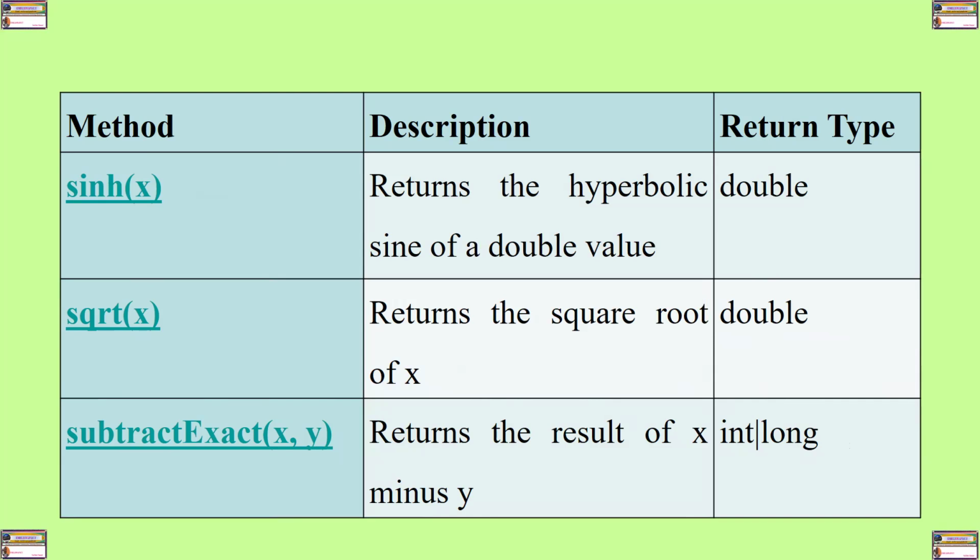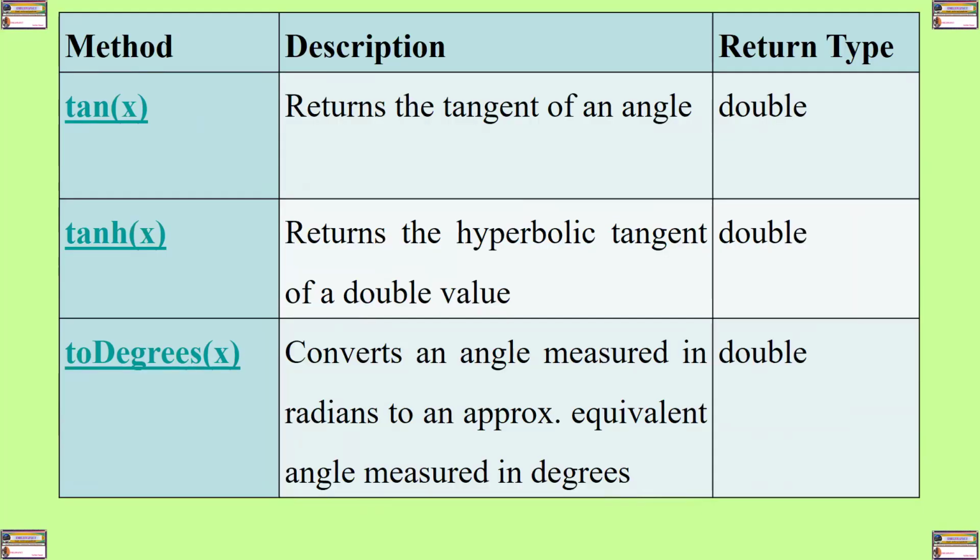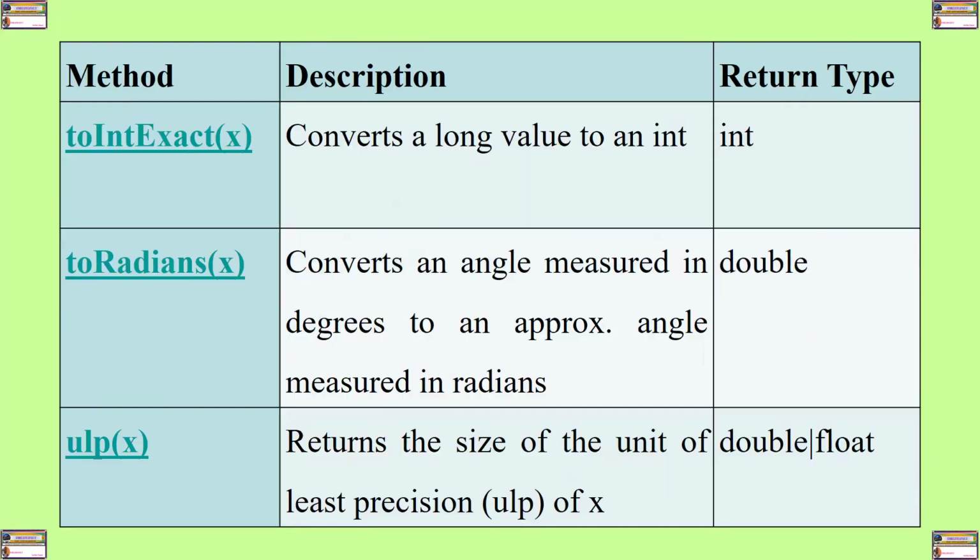We have square root that returns the square root of x. We have subtract that returns the result of x minus y. We have tan x that returns the tangent of an angle. Tanh returns the hyperbolic tangent of a double value. toDegrees converts an angle measured in radians to an approximate equivalent angle measured in degrees.